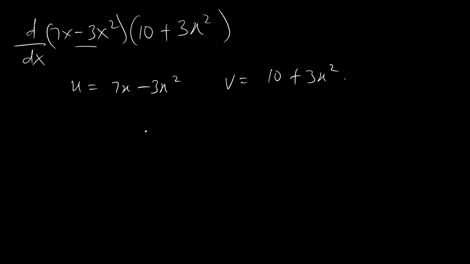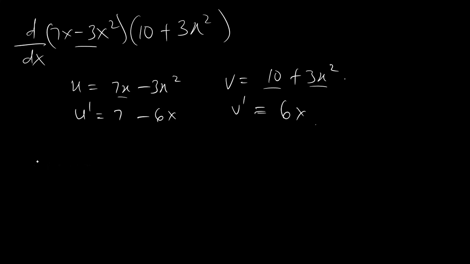So this is a product of two functions. Now u prime, which is the derivative of u with respect to x, is 7 minus 6x: the derivative of 7x is 7, minus the derivative of 3x square, which is 6x. Then v prime: the derivative of a constant is 0, and the derivative of 3x square is 6x.